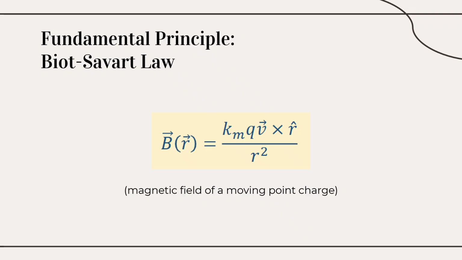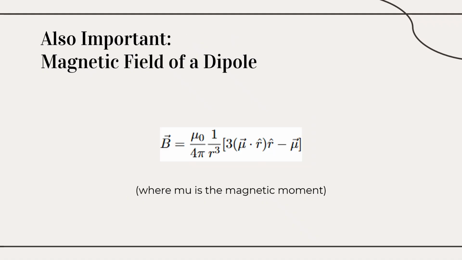The first fundamental principle is the Biot-Savart law, which gives the magnetic field of a moving point charge and involves the cross product of the point charge's velocity and the unit vector of its displacement vector, so the vector between the point charge and the observation location.